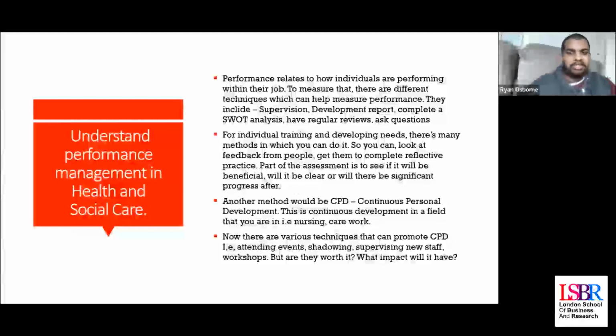Attending events. It may be a networking event, or it may be talking about safeguarding or other topics that, maybe the NHS put on, or the government, or the Department of Health even. Are those events going to be beneficial for your staff, for individuals, and for groups as well? So they're just some of the various techniques that you can use to promote CPD.